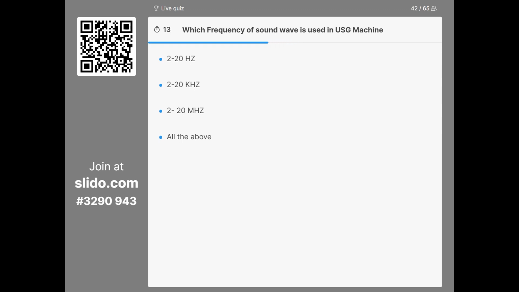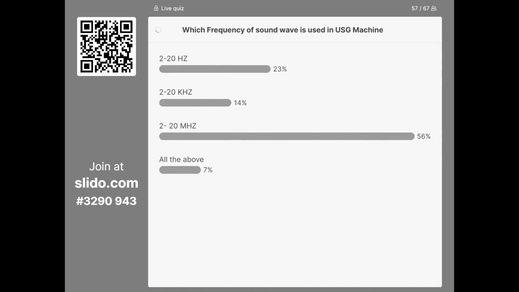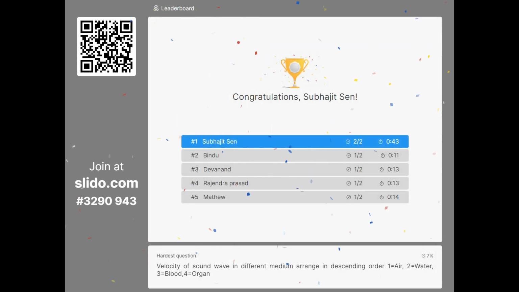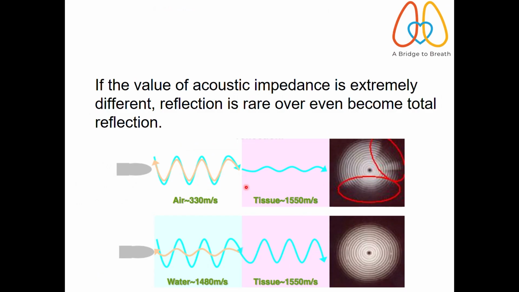2 to 20 hertz is infrasonic, 2 to 20 kilohertz is sonic, that means we can hear that voice, and above 20 kilohertz is ultrasonic. Got the answer? Good. Okay. Only 5 people participate.